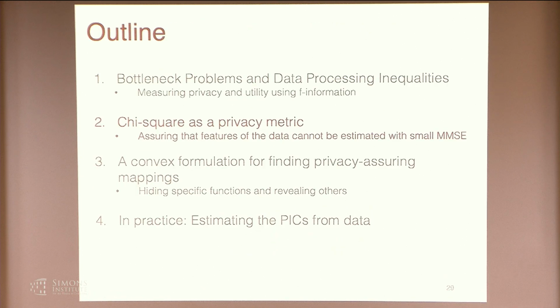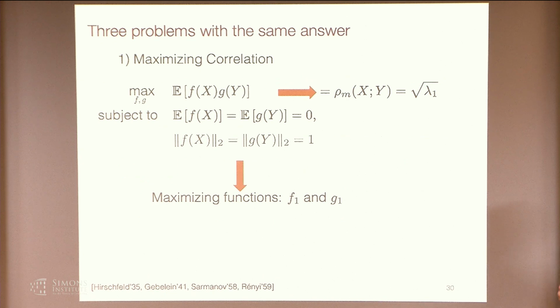We're going to be looking at chi-square as a privacy metric. Chi-square divergence is very closely related to MMSE, minimum mean square error estimation. What I'm going to do next is present three different problems, and all of these problems have the same answer. These give an operational meaning to chi-square divergence and to something I call the principal inertia components. So we're going to look at three problems with the same answer. The first problem is maximizing correlation. Assume that I have a random variable x and you have a random variable y.